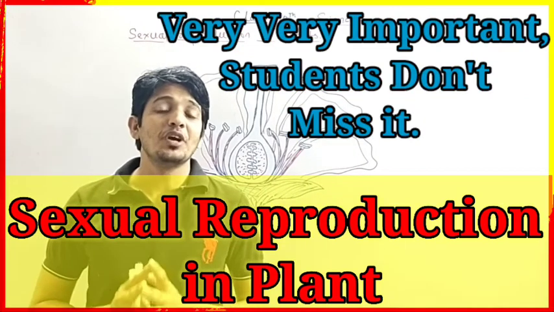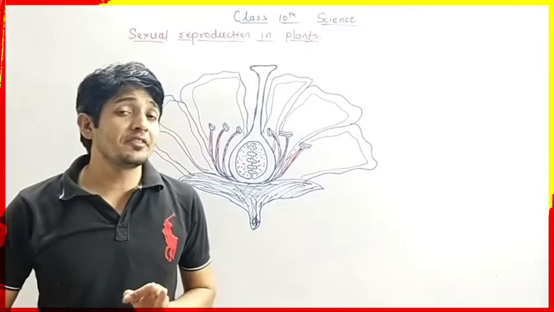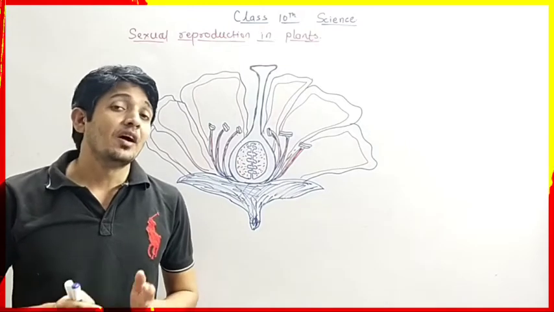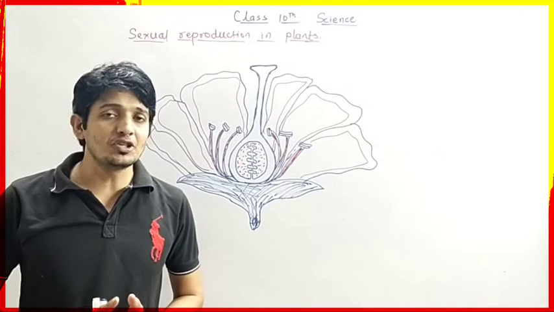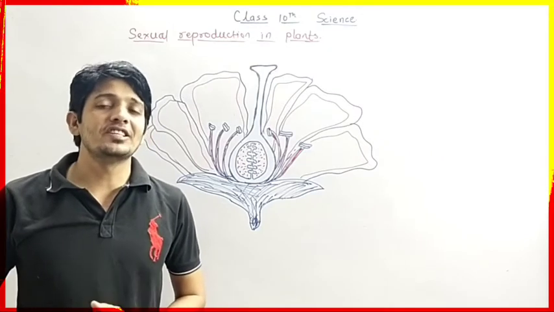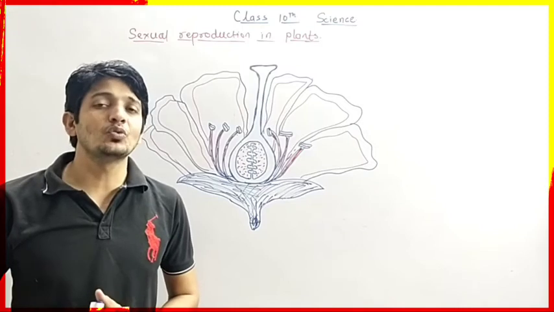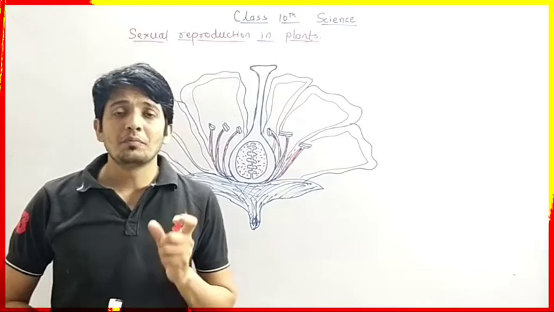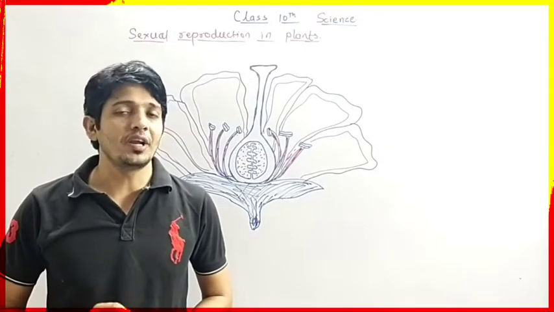So today we are going to understand the sexual reproduction in plants. In the previous video we have understood what is sexual reproduction and the process of formation of gametes, as well as the fertilization process. So today we are going to understand the sexual reproduction in plants. As we know, the flower is the basic structural unit for reproduction in plants.